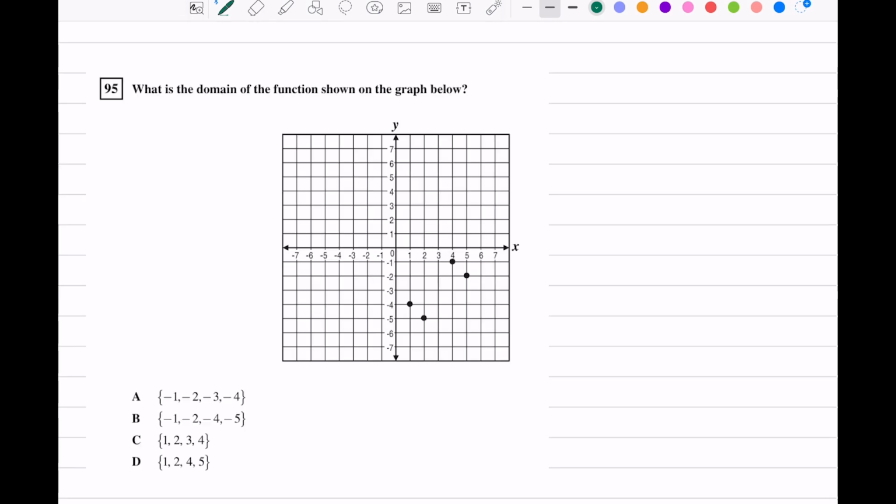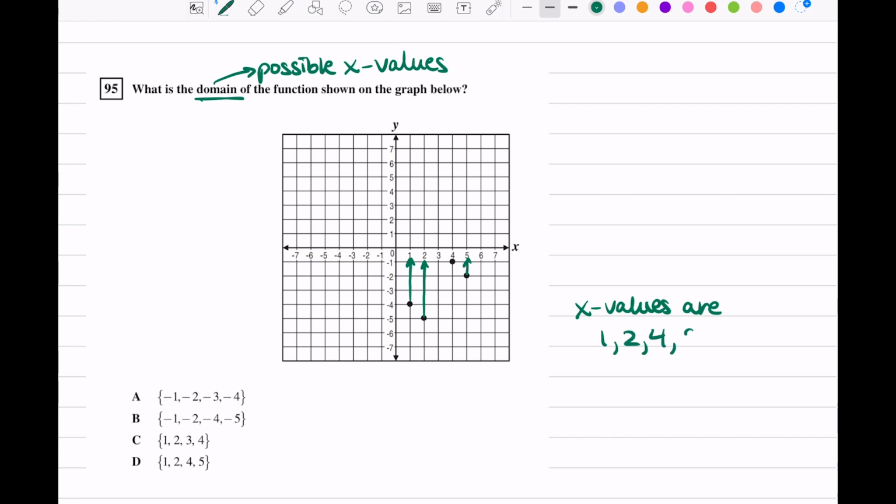What is the domain of the function shown on the graph below? So domain would be the possible x values. So taking a look at our graph, we have 4 points here. The first point has an x value of 1, second point has an x value of 2, the third point has an x value of 4, and our final point has an x value of 5. So we can say that our possible x values are 1, 2, 4, and 5. And looking at our options, that would be option D.